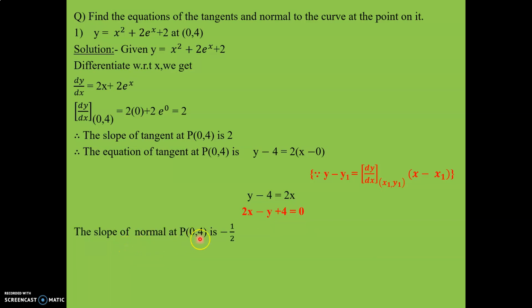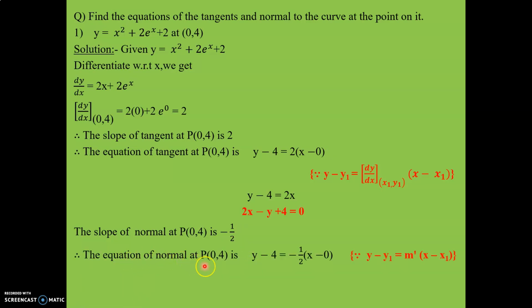The slope of the normal at (0, 4) is, once we have found this, we already found the slope of the tangent, that is 2. So the slope of the normal will be the negative reciprocal. The reciprocal of 2 is 1 upon 2. So the negative of the reciprocal value is the slope of the normal.